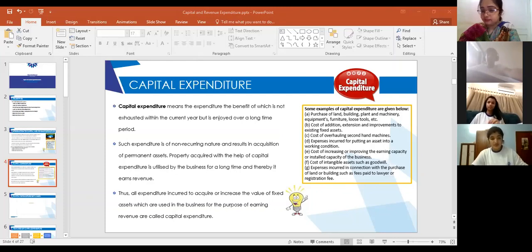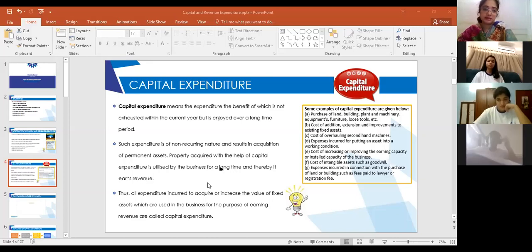Zara, one more point. Ma'am, all the expenditure incurred to acquire or increase the value of fixed assets which are used in the business for the purpose of earning revenue is called capital expenditure. Can I say that it results in acquisition of a permanent asset or increases the value of a fixed asset? Yes. As I told you, I have a machinery of 10,000 rupees. I bought another new machinery of 10,000 rupees. So a new permanent asset has got acquired, so it becomes a capital expenditure.